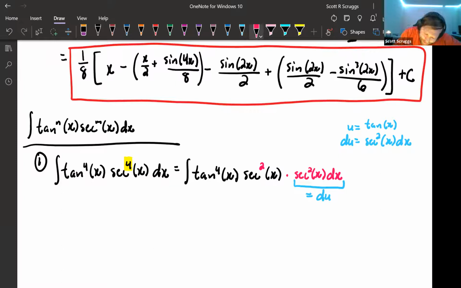So for the u sub, well, that's good. That's going to be u. That's going to be du. That secant squared is not good. I can't do a u sub yet because of that secant squared. So I need to rewrite that secant squared just like before. I need to use an identity to rewrite that secant squared in terms of tangents.